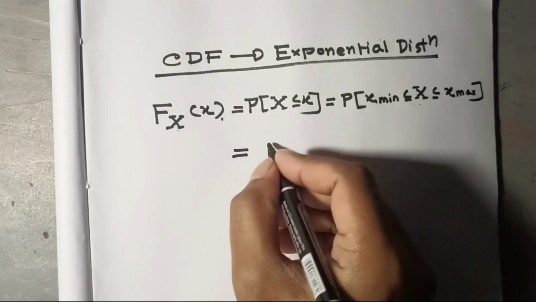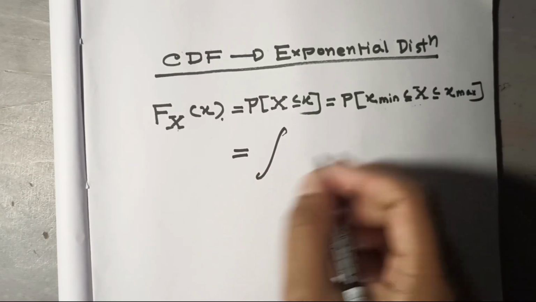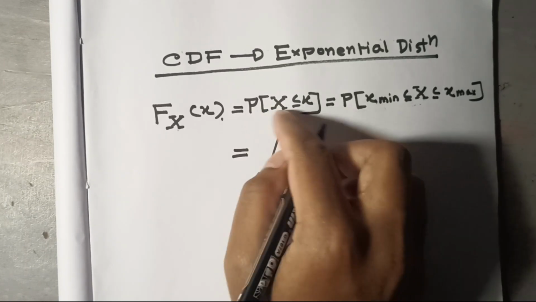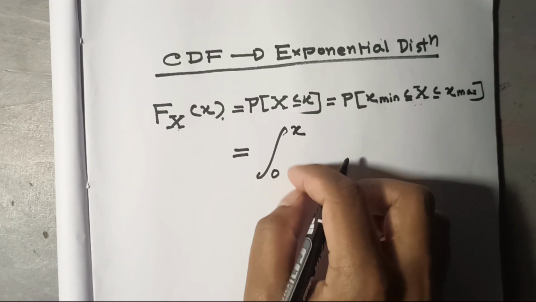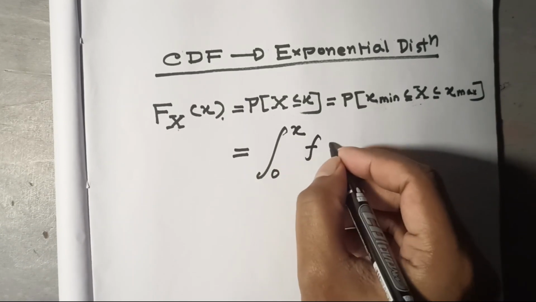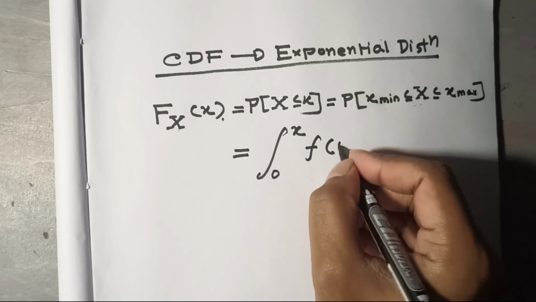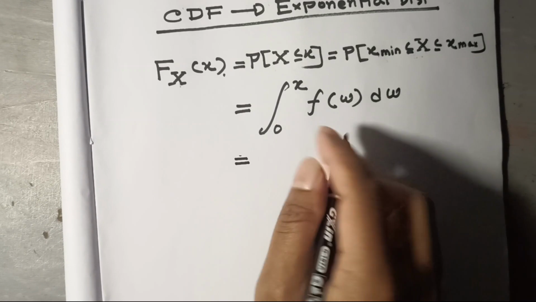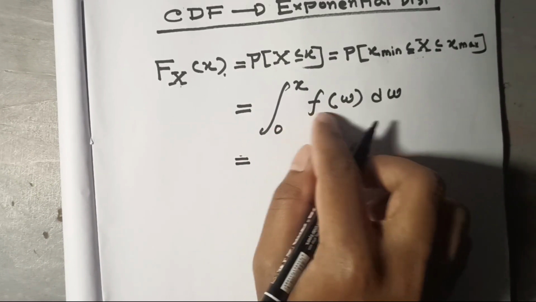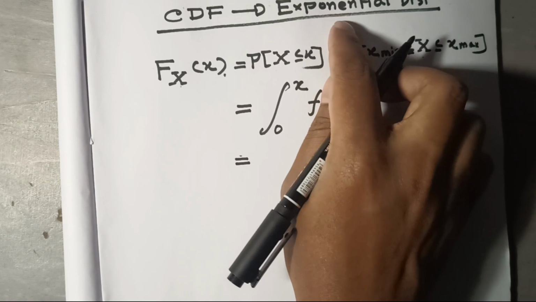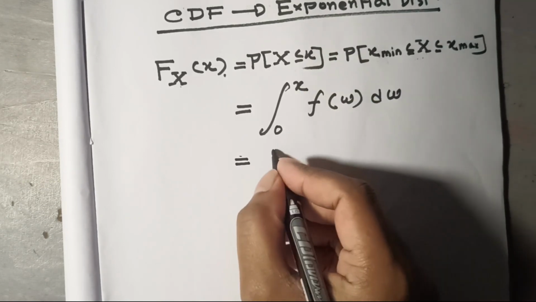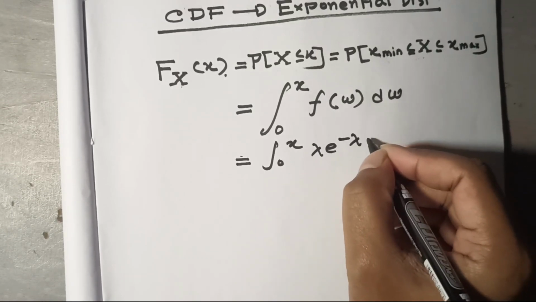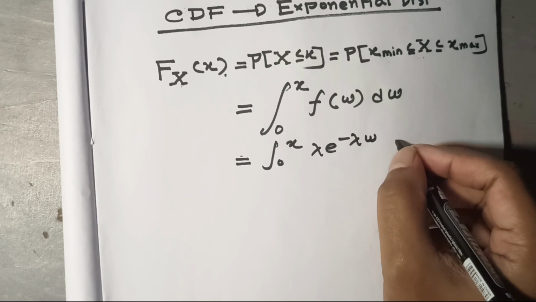So we can write it using integration from x minimum. Suppose x minimum in this case is 0, maximum is x, and we put the function f of w, dw. Next, we put in the function value, which in this particular case is the exponential distribution. So we will write the integral from 0 to x of lambda e to the power minus lambda w dw.